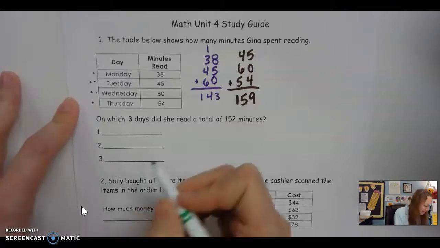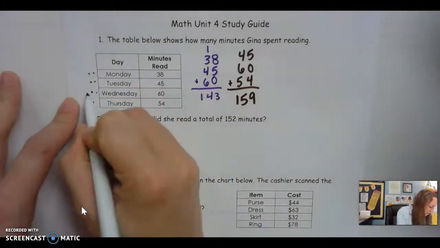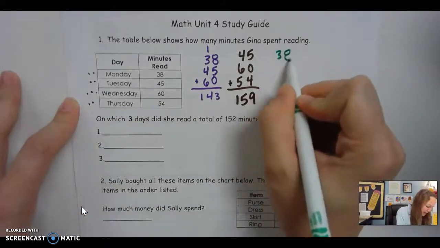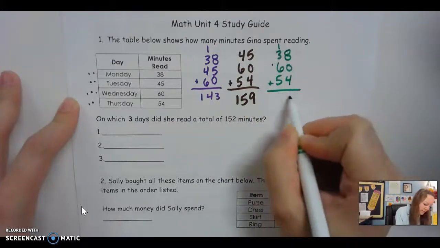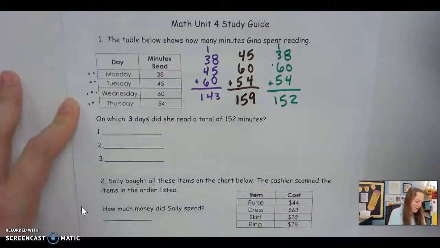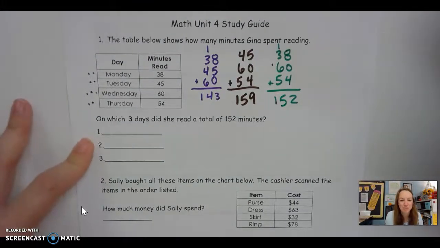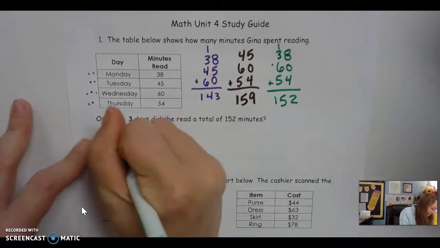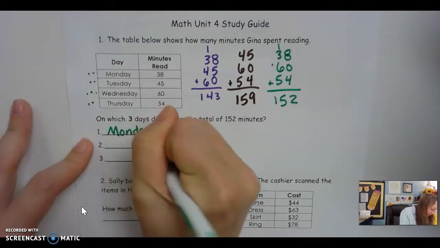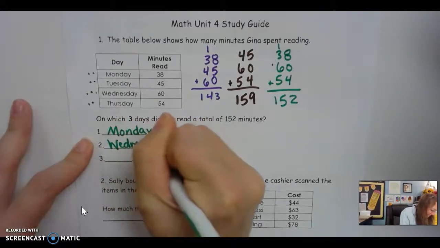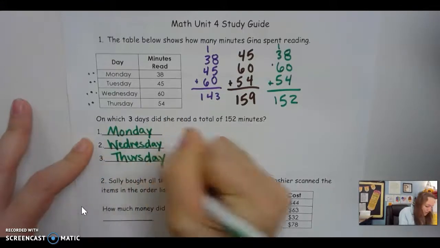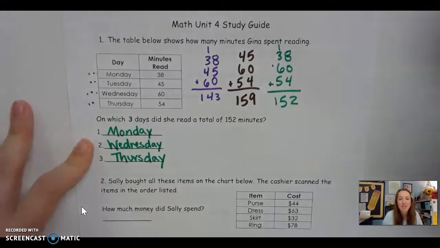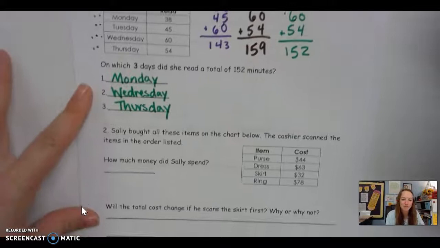Just try a new way. So let's try Monday, Wednesday, Thursday. 38, 60, and 54. So if I add those numbers up, I get 152. So the 3 days that she spent a total of 152 minutes are Monday, Wednesday, and Thursday. So for problems like this, your best strategy is guessing and checking. Let's go to number 2.